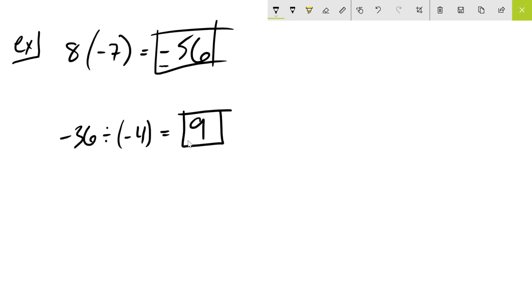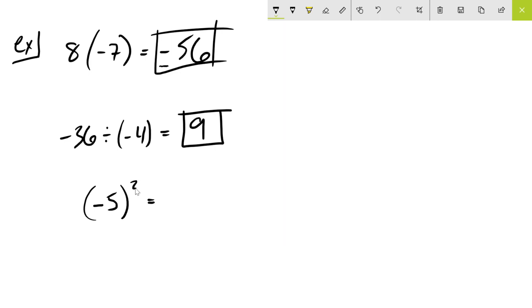What happens, in the order of operations, you can have exponents. So what happens if you square a negative number? That's going to become positive. Why?